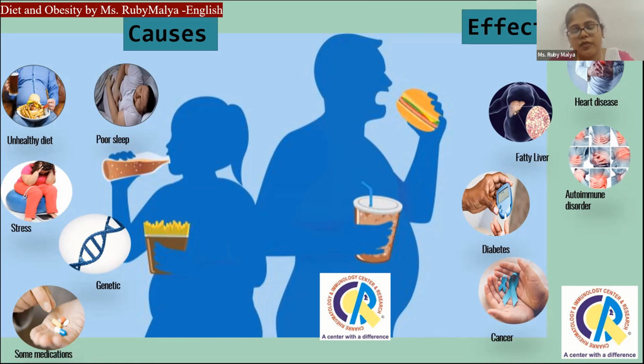If your forefathers or grandparents are obese, their gene is altered. If that gene is passed to you and you're following an unhealthy eating pattern, you may end up obese. The last thing is medications. Steroids or psychiatric medications which the doctor suggests may lead to obesity. Then let's see about the effects.